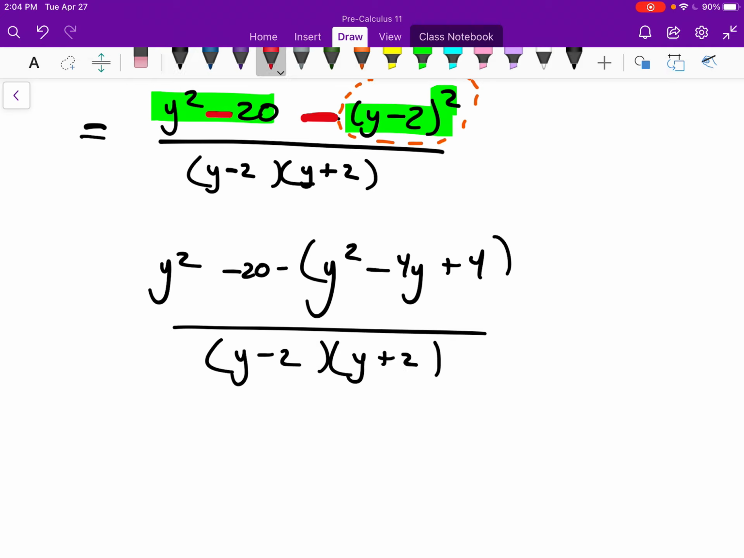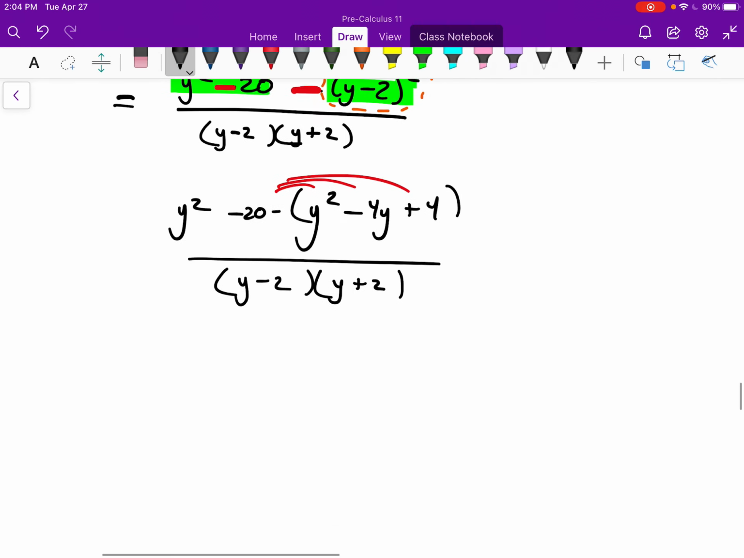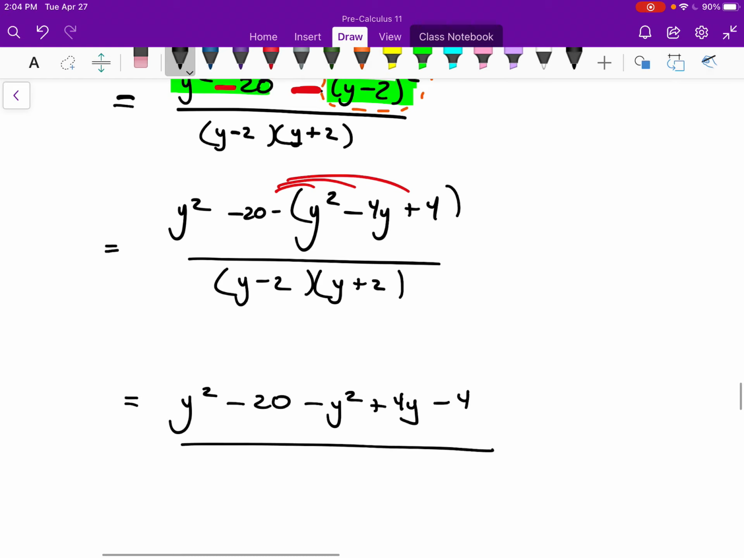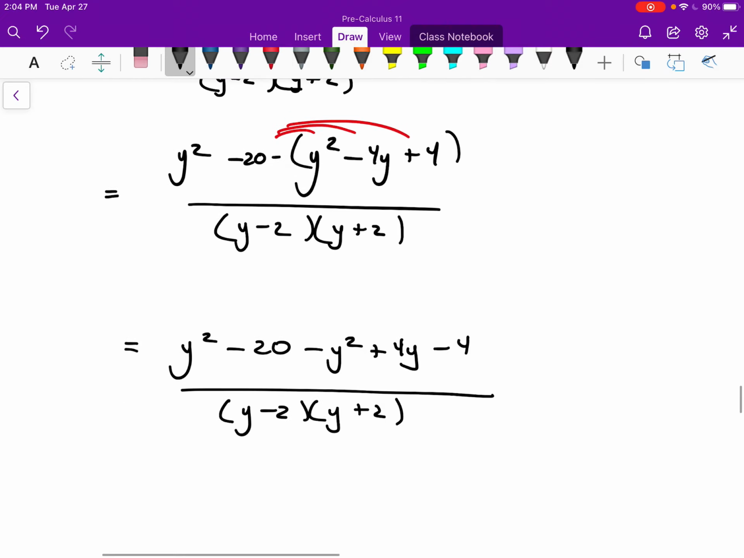OK, let's distribute this negative or get rid of these brackets, however you want to look at it. So I've got to be careful. A lot of negatives I'm dealing with here. That's it. I do have some like terms here. For example, well, actually, hold on here.